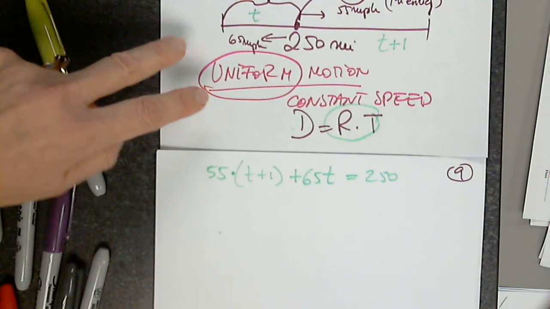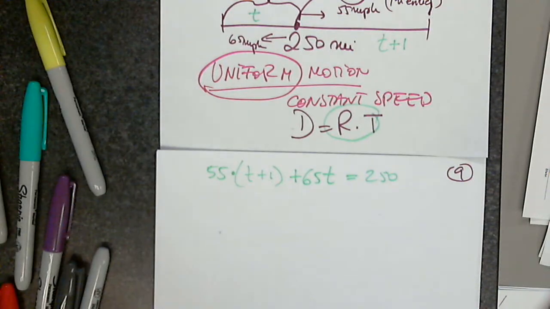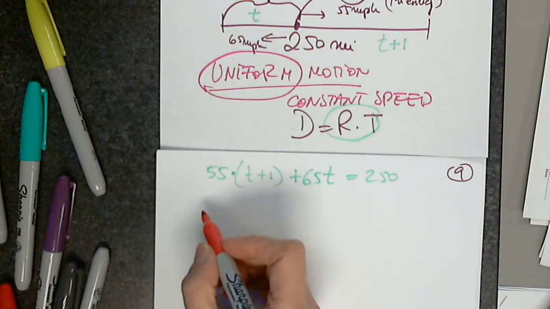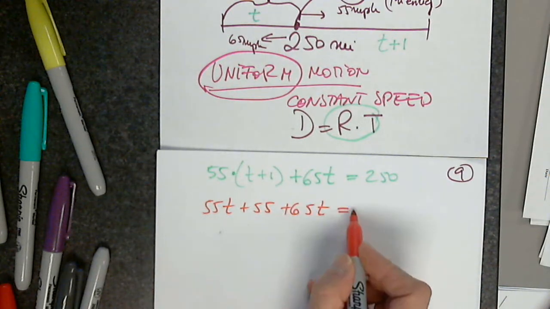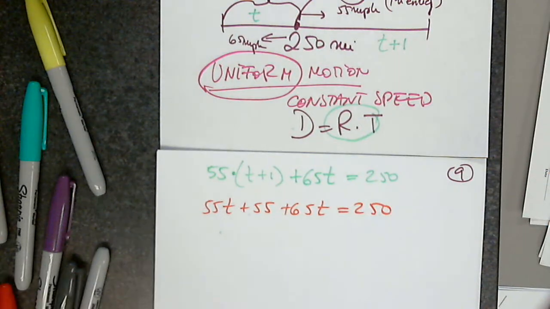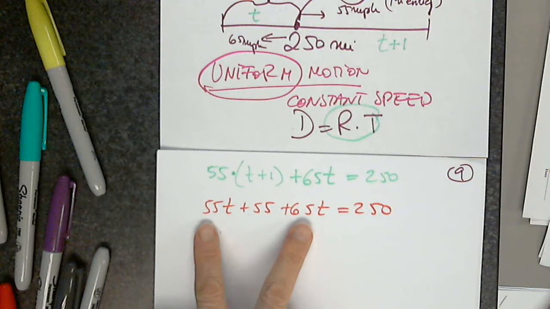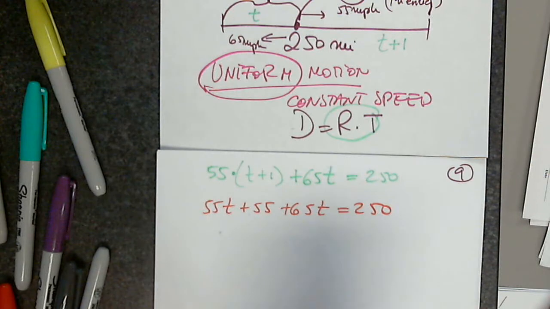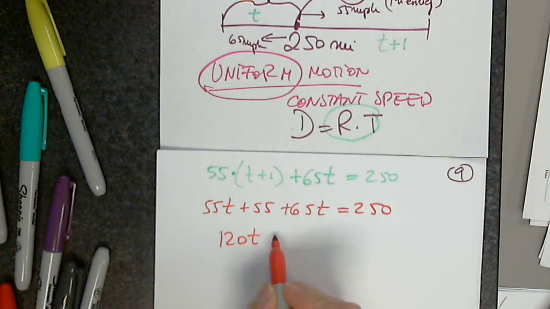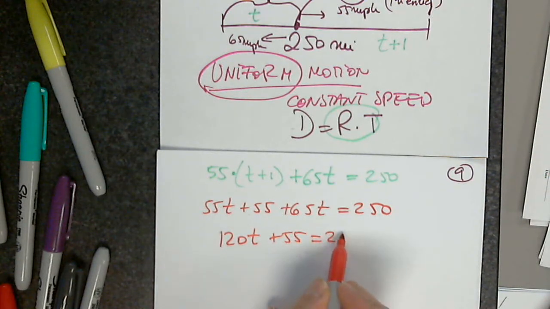And what is the word we're using for what we are going to do now? Distribute. Very good. 55t plus 55 plus 65t equals 250. We should always start by combining like terms. Like in this case, I have two terms with t. So 55 plus 65 is 120. 120t plus 55 equals 250.